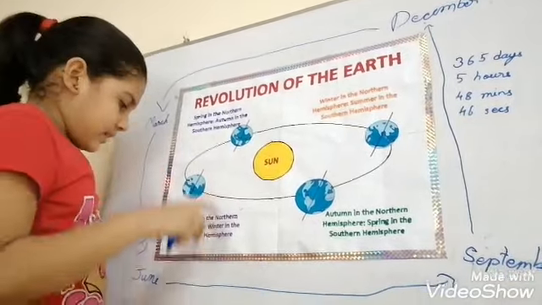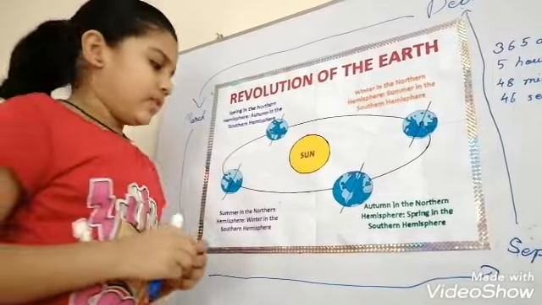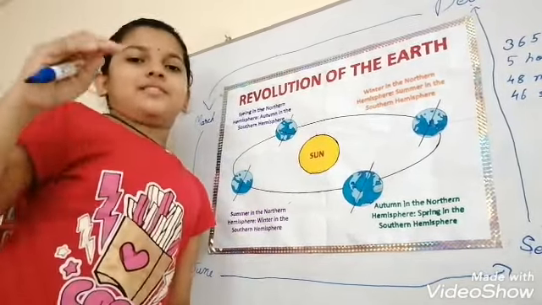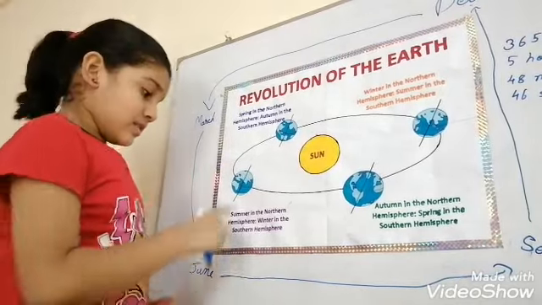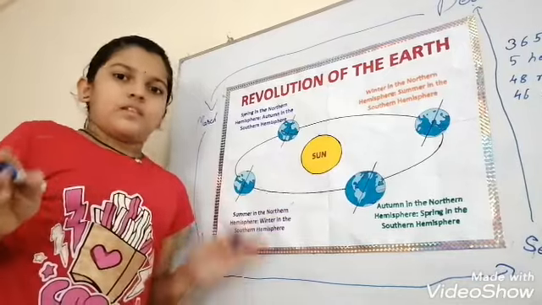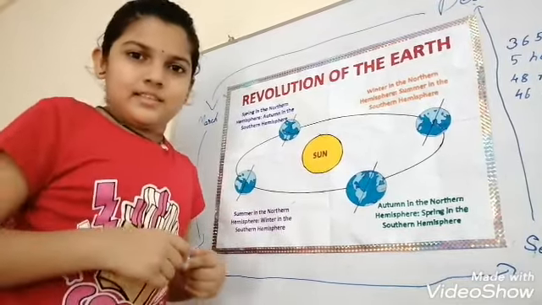So let me start from the month June. In the month of June, it is summer in the northern hemisphere, on the northern half, and winter in the southern hemisphere. Why is that? Wait, let me explain the seasons to you.